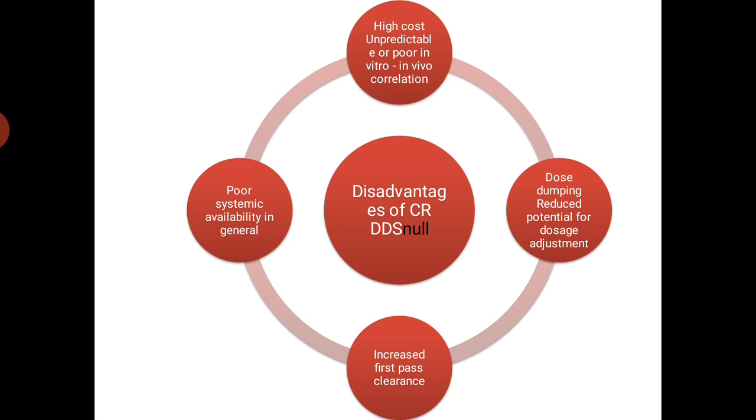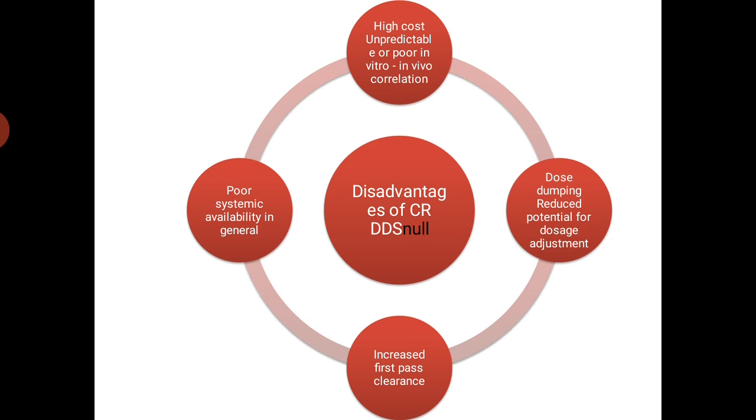Then increased first pass clearance. That means in a controlled release dosage form, only a small amount of drug is released at a time. As only a small amount of drug is released, there is a higher probability or chance of metabolizing more of the drug molecule. So this is a continuous process. Continuously the drug is released from the delivery system, and continuously it may undergo first pass. More of the drug might undergo first pass metabolism.